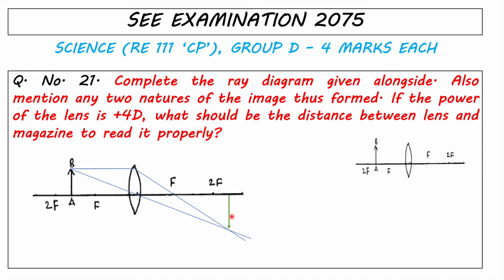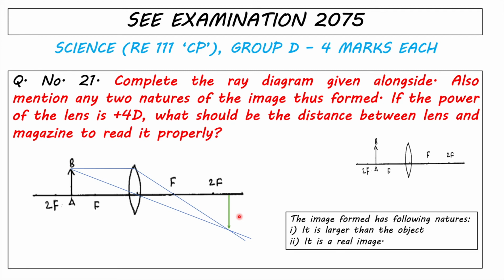Now you can see that the object here is upright while the image here is inverted. And if you compare the size of the object and the size of the image, the heights, you can see that the image is significantly larger. So after you've completed the ray diagram, the image formed has the following natures.